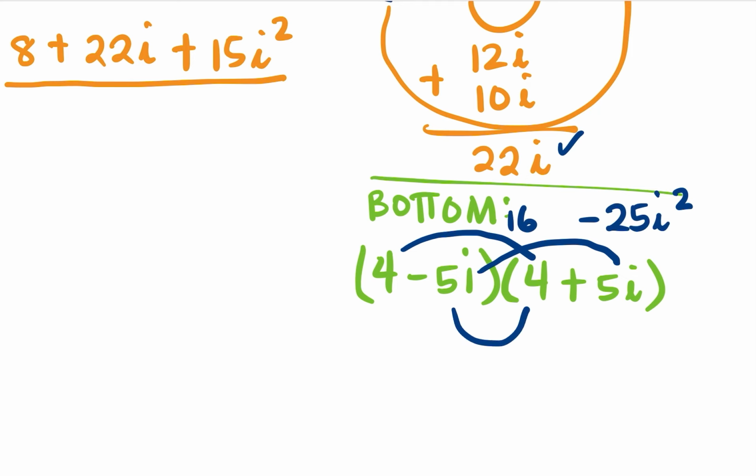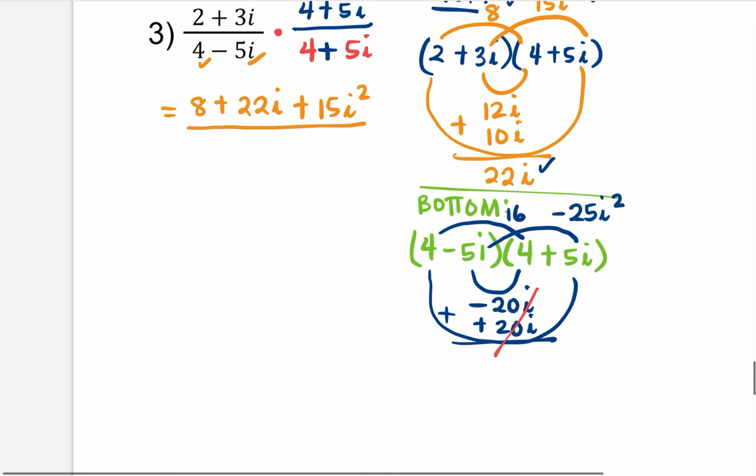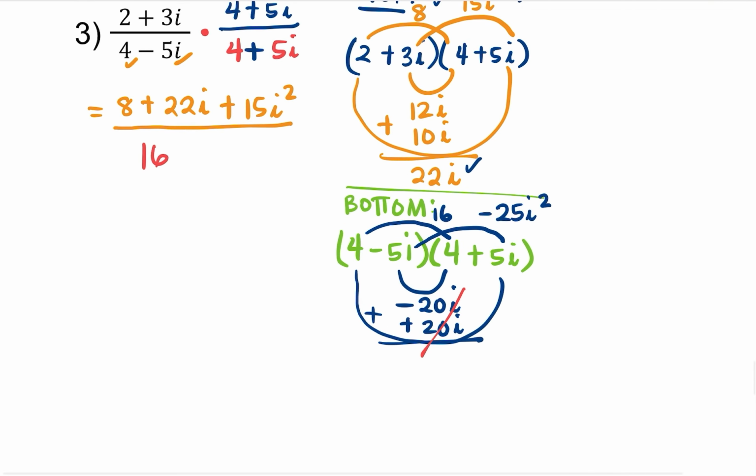And negative 5i times 4 is going to be negative 20i. And 4 times 5i is positive 20i. So notice that the middle terms are exactly the same, but positive and negative. So therefore, the middle term gets canceled. So we are left with 16 and minus 25i squared.